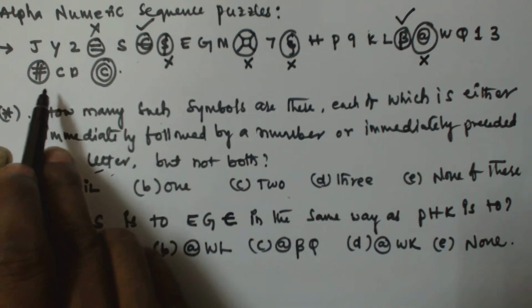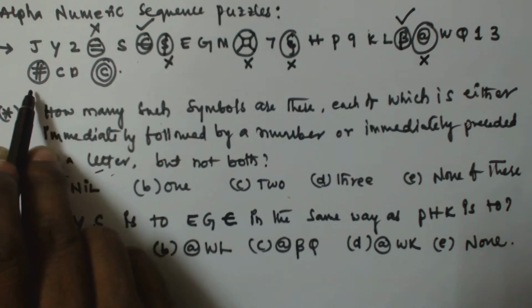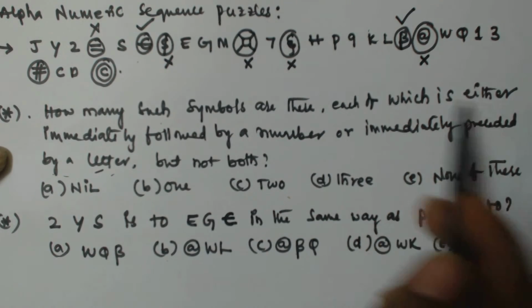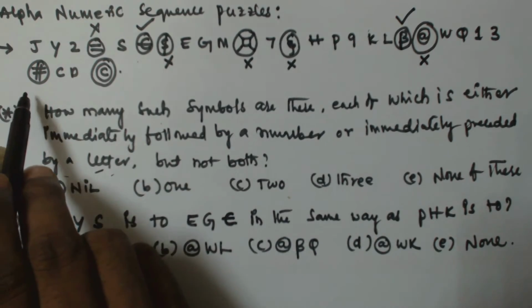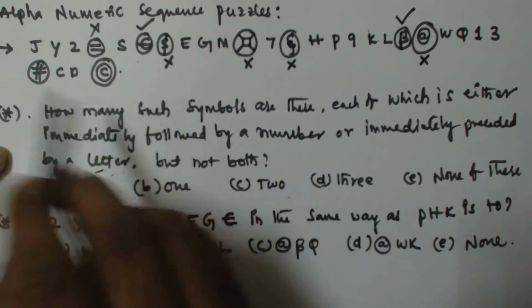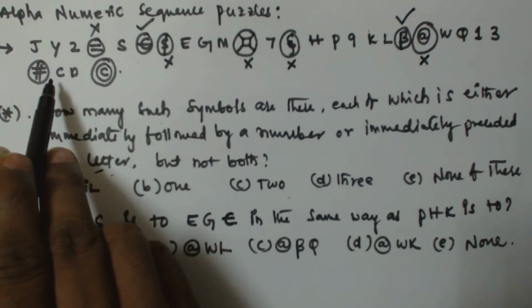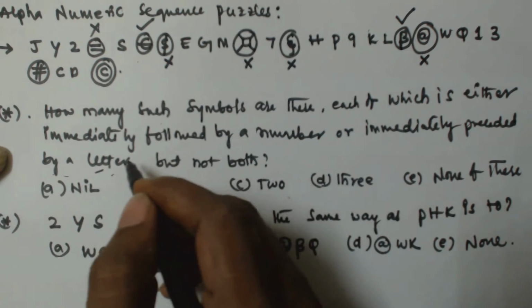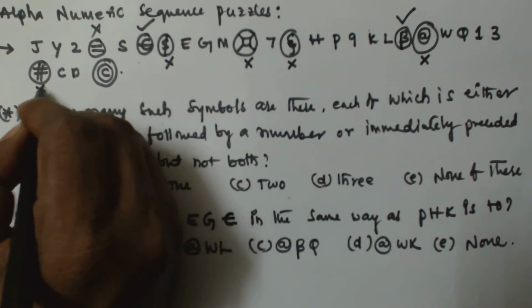And next one is ash, and ash is preceded by a number, but actually it should be preceded by a letter. So it is not following, and it is followed by a letter. Actually, it is opposite to both the given conditions. So that's why we do not consider this one also.